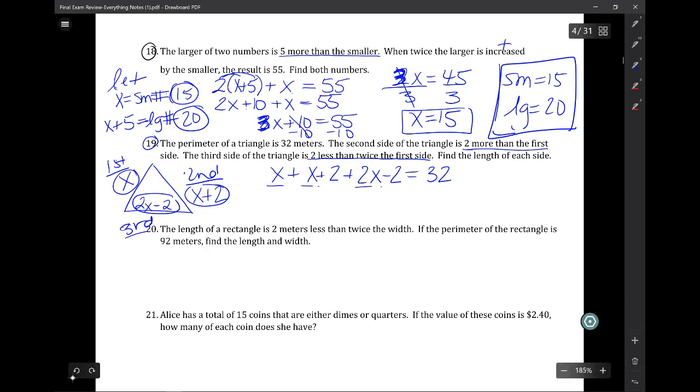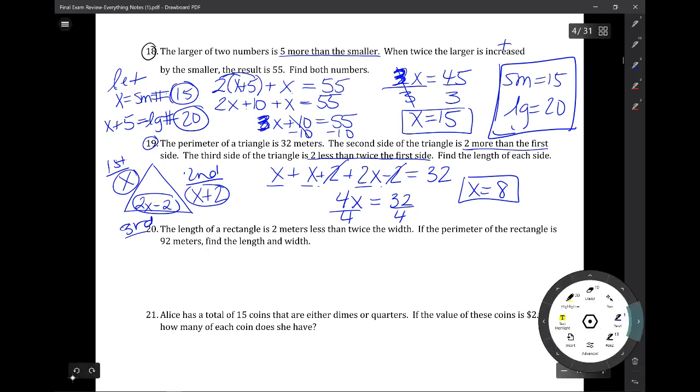x plus 2x is 4x. This 2 and this 2 actually are additive inverses, so they cancel each other out. Divide by 4, and I get x is equal to 8. And yet again, please make sure you answer the whole question. It says find the length of each of our sides. So let me change my color real quick. Let me turn it to red.